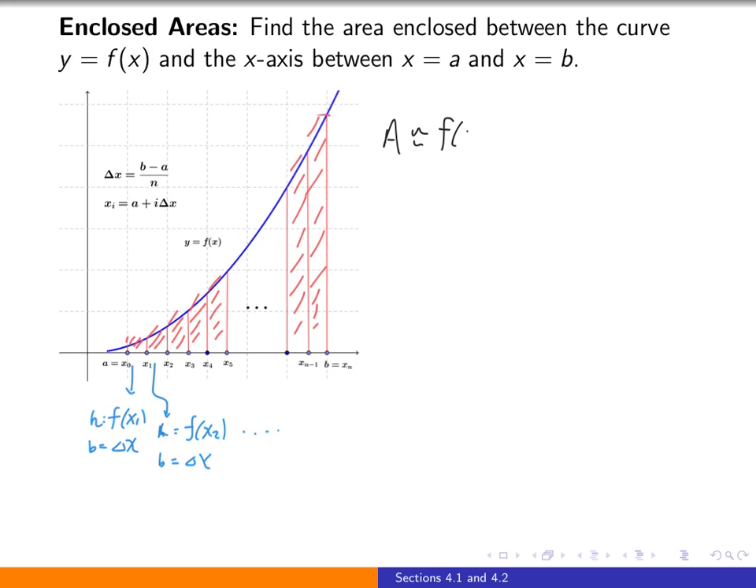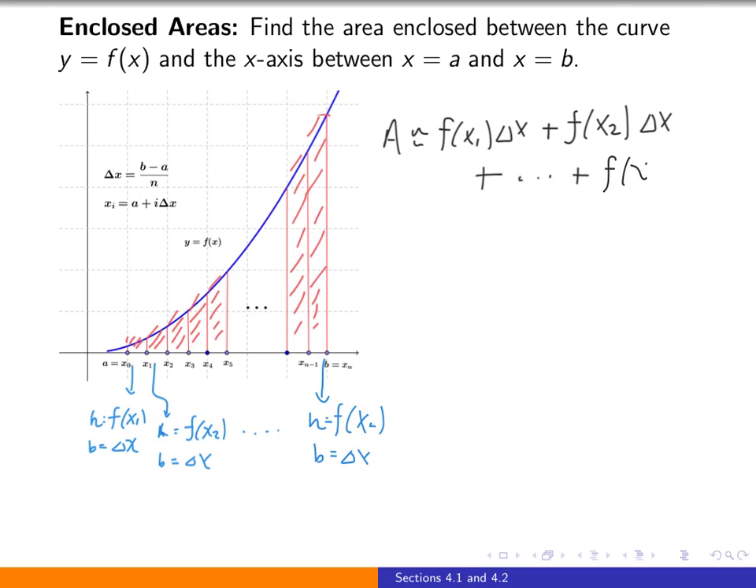So the area of the first rectangle is f of x1 times delta x, where f of x1 is a height, delta x is its base, plus the area of the second rectangle, f of x2, its height, times its base, plus, and we keep doing this all the way until we get over to this nth and last rectangle. For that last rectangle, its height is f of xn, and its base is delta x. So we go all the way up to f of xn delta x.